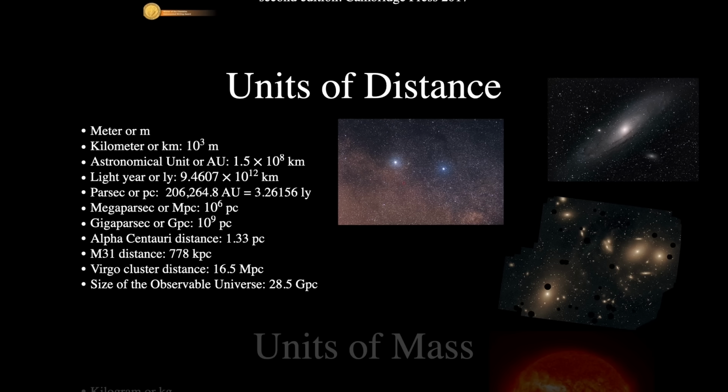For some basic ideas, the distance to the nearest star is about 1⅓ parsecs. The distance to M31, the Andromeda galaxy, is about 3/4 of a megaparsec. And the Virgo cluster of galaxies is about 16 or 17 megaparsecs. The size of the observable universe, if we look one direction and turn our heads 180 degrees and look the other direction, that is the observable universe. And that goes in any direction. The diameter of that is approximately 28 or 29 gigaparsecs. So these units of distance are very large.